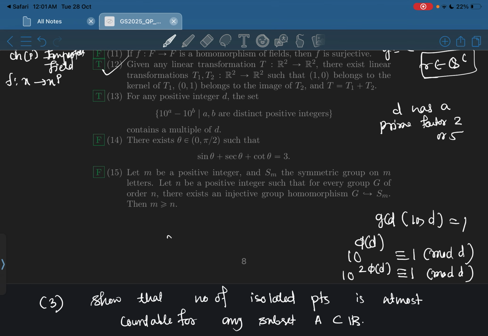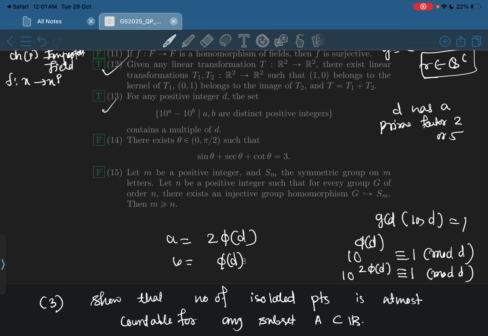So then you can choose a to be 2 times phi of d, b to be phi of d. Then 10 to the power a minus 10 to the power b is congruent to 0 mod d, that means d divides this. So this is a multiple of d, and that's why this is true. This is also a doable problem.